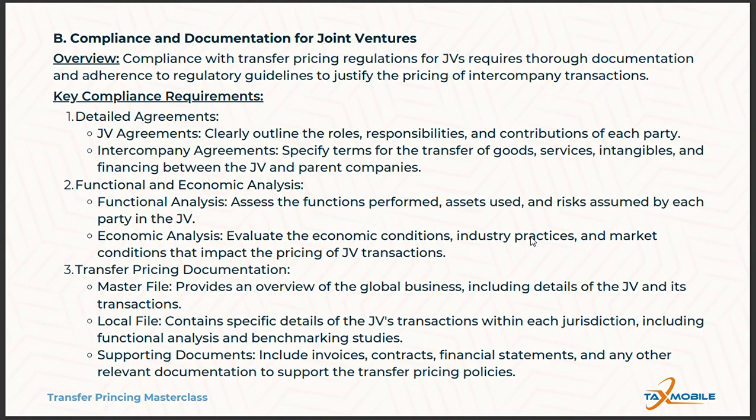The master file provides a high-level overview of the global business, including the JV activities, its structure, and its relationship with parent companies. Now, the local file contains specific details of the JV's intercompany transactions within each jurisdiction. These include functional analysis and benchmarking studies. Supporting documents include invoices, contracts, financial statements, and other documents that support the transfer pricing policies.